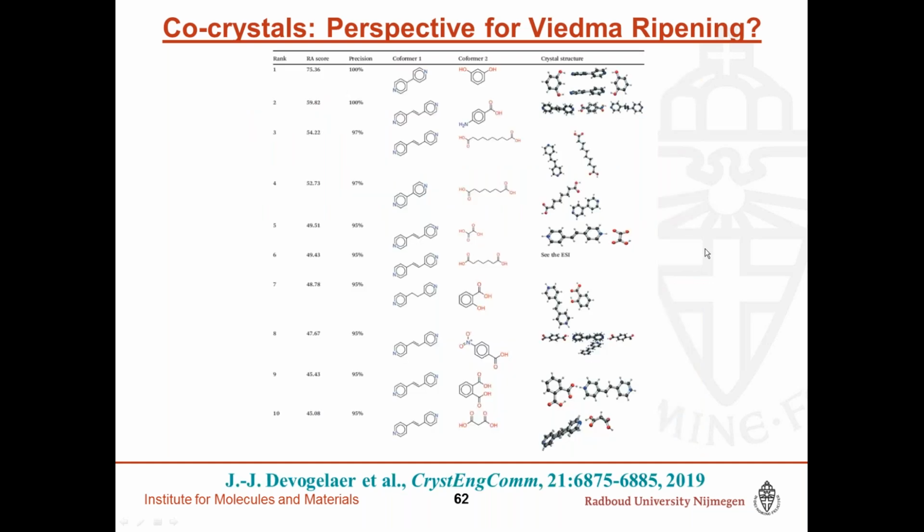Today we have in our group Jan-Joris de Vogelaar, who is working on predicting co-crystal pairs using the Cambridge Crystallographic Database and using network analysis. Here's an example of predicted co-crystals, which he also found experimentally and which was published in this paper. So we are trying to find more co-crystals which also form racemic conglomerates.